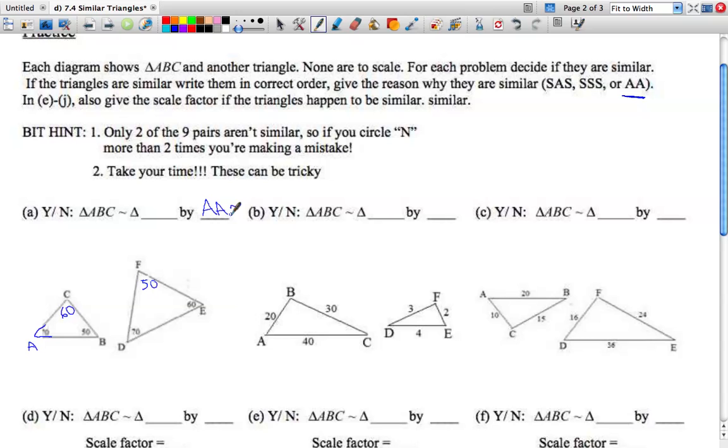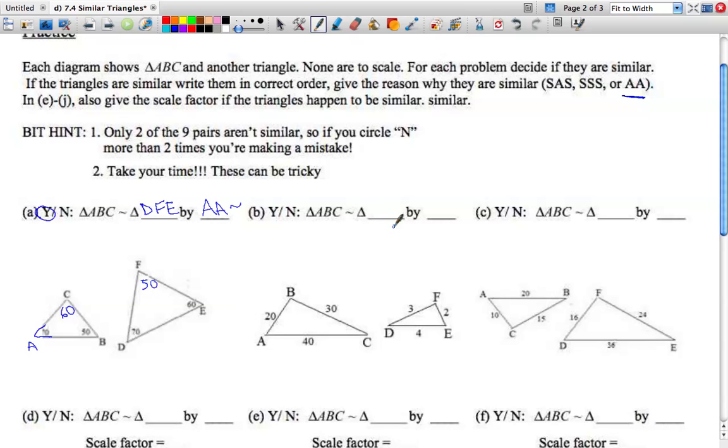All right, now we have to match up. Angle A is 70, which matches up with angle D, which is 70. Angle B is 50, which matches up with angle F, which is 50. And angle C is 60, which matches up with angle E. So it would be FDE. So the answer to this one was yes.